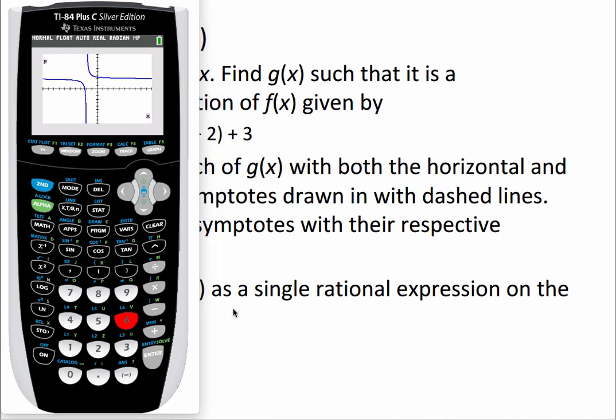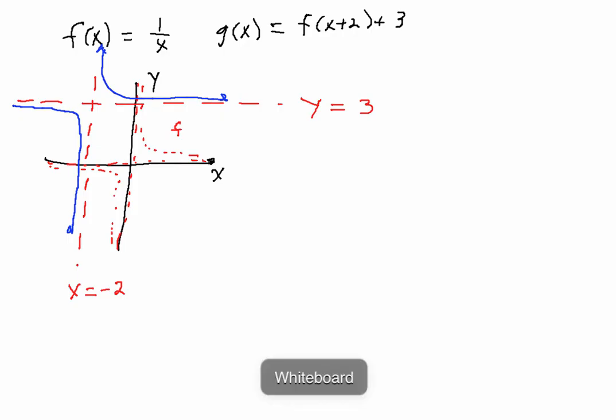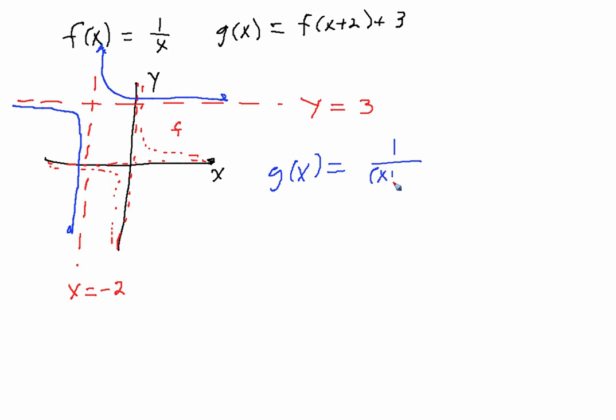All right, now the next thing that they want us to do here is write this as a single function. So if we're going to write this as a single function, then that means what? Well, let's see, g of x was equal to 1 over x plus 2. I went kind of fast with that on the calculator. Probably should have done it here first. Sorry about that. But why do I know that? Well, because wherever I found an x in f, I replace that with an x plus 2, and then I'm going to add in the plus 3.